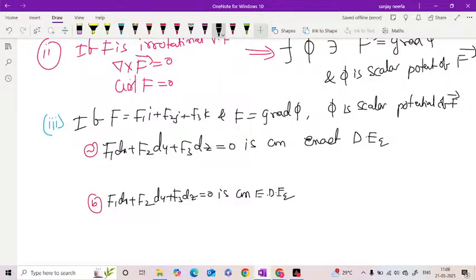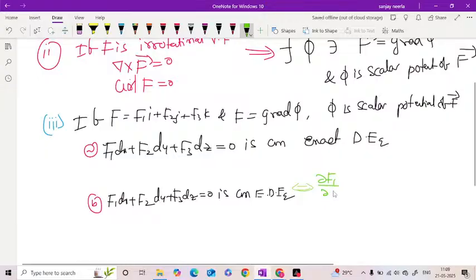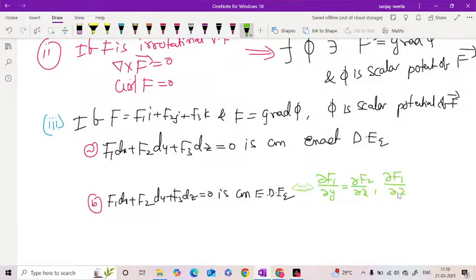What is the necessary and sufficient condition here? Dou f1 by dou y is equal to dou f2 by dou x, first one, and dou f1 by dou z is equal to dou f3 by dou x, and the third one, dou f2 by dou z is equal to dou f3 by dou y. This is the necessary and sufficient condition, and the curl is 0.